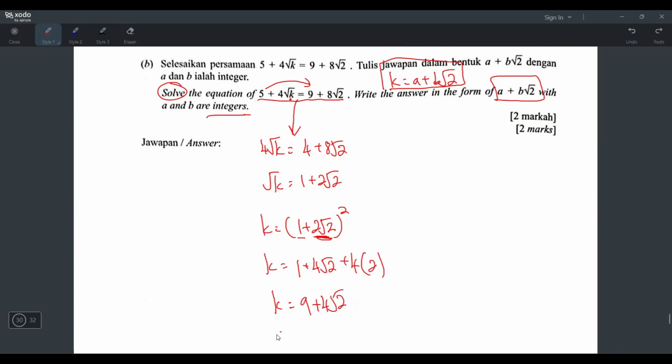But you don't have to write A equals 9, B equals 4. No need, unless they say find A and B, but they never say that. They just say write the answer in this form, so you can stop at this form. But if they say find A and B, then you have to write one more line: A equals 9, B equals 4. Okay, let's continue.